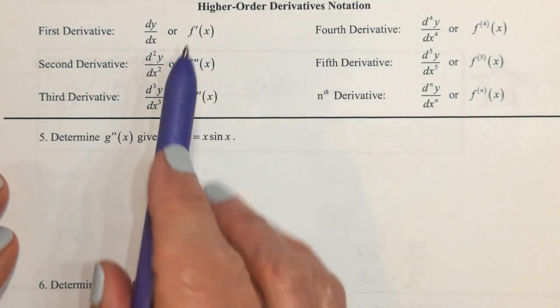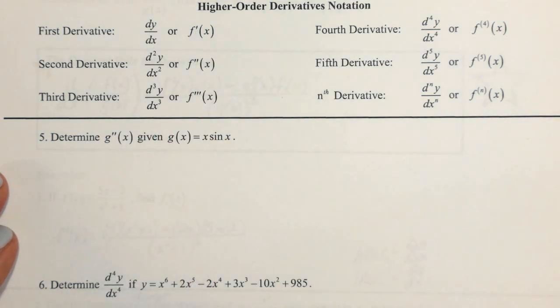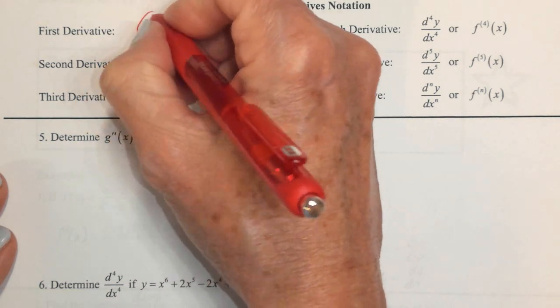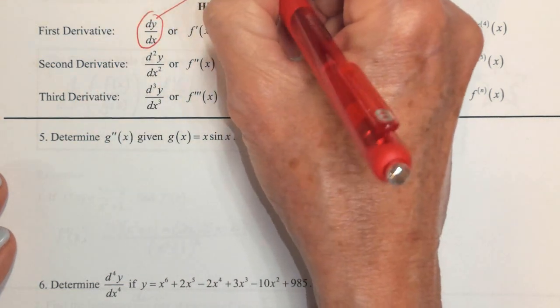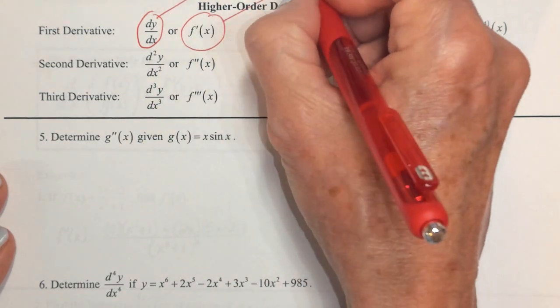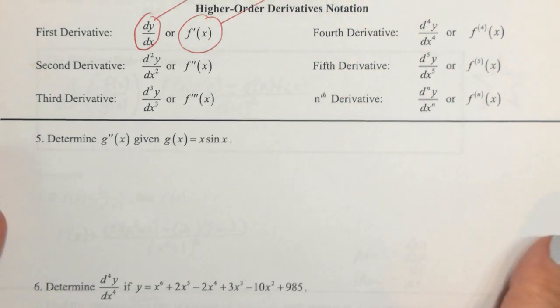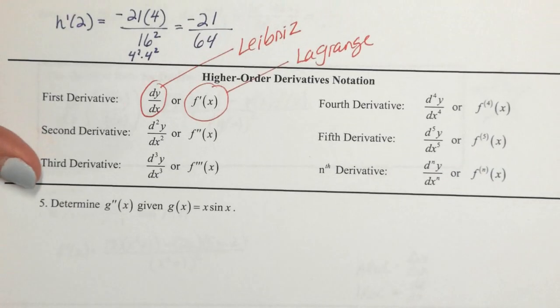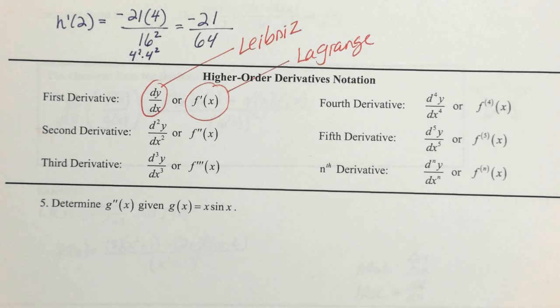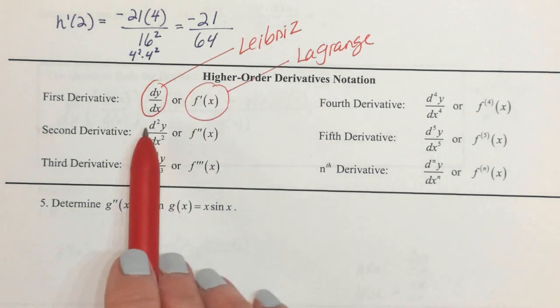Higher order derivatives. dy dx is the first derivative. This is Leibniz's notation. And this is Lagrange notation. Okay, oops, that's off the screen. Leibniz and Lagrange. The primes come from Lagrange, all the d's come from Leibniz.